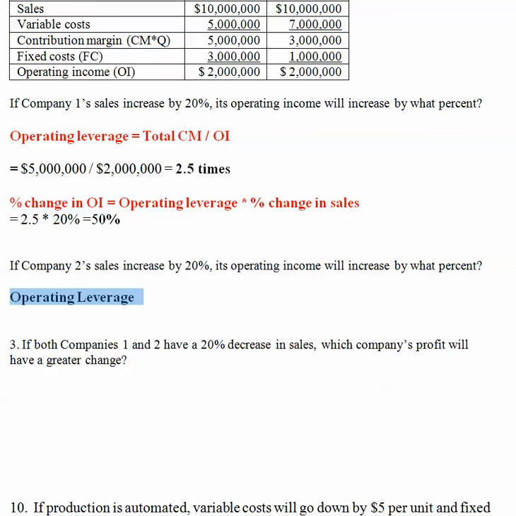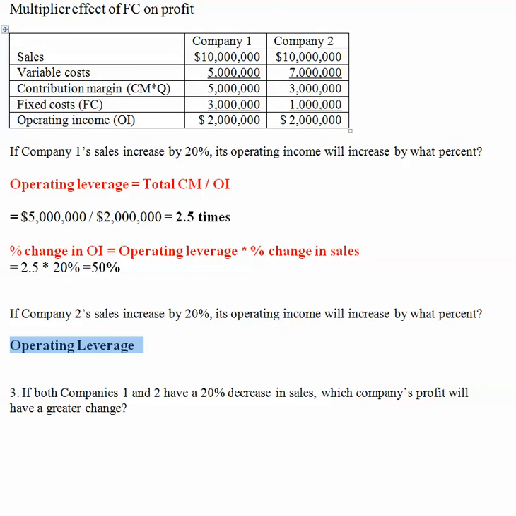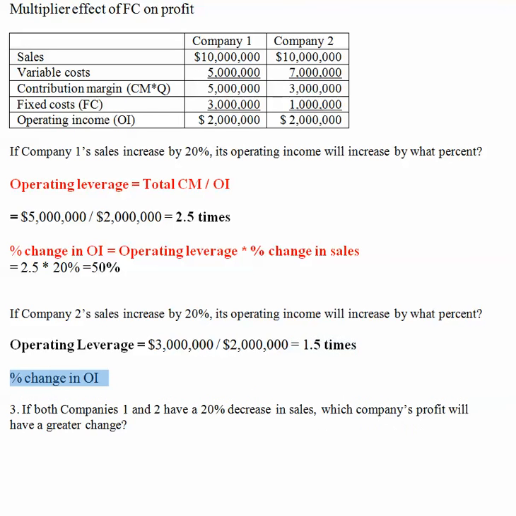You have operating leverage is the first thing you need to calculate. And remember, it's your total contribution margin divided by your operating income. So for company 2, it's your 3 million divided by your 2 million. That gives us 1.5 times multiplier effect. Again, if the sales were to increase by 20%, what would that percent change translate into operating income? It would be 1.5 times 20%, or 30%. So you'd rather be company 1 if you know sales are going to increase.